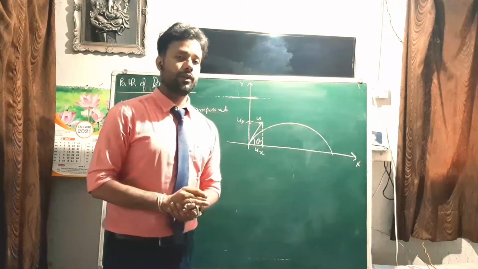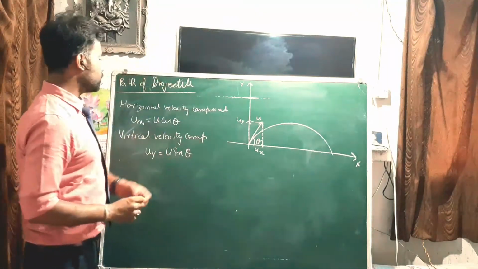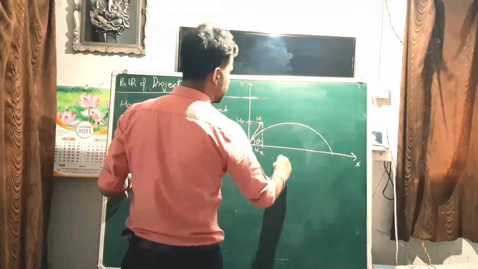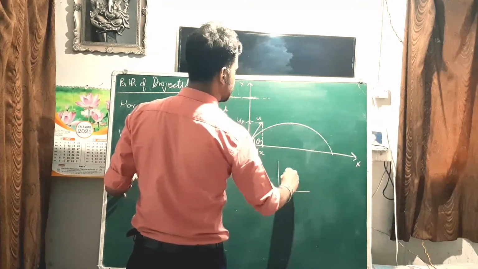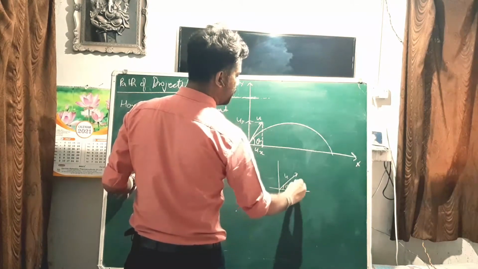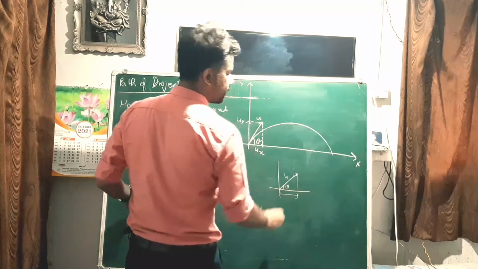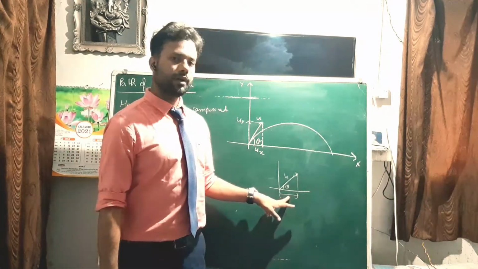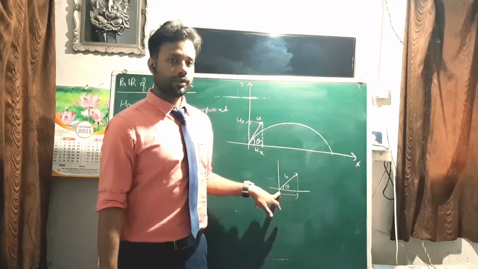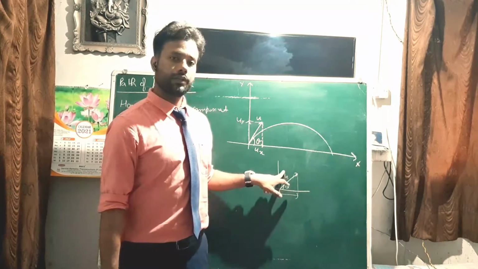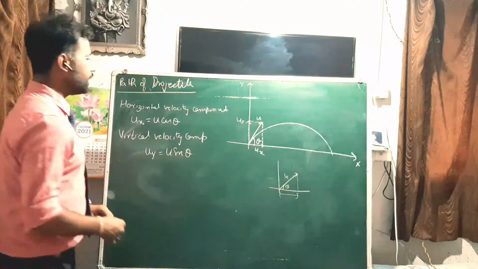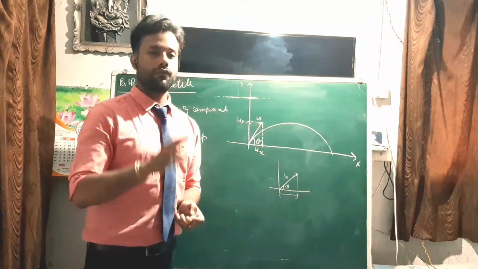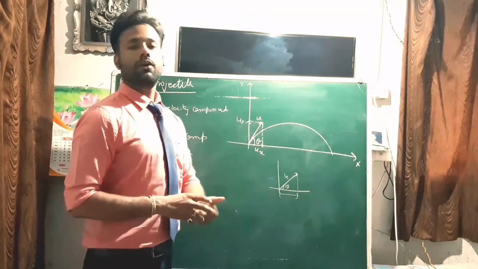If any student has a problem with how ux equals u cos theta and uy equals u sin theta come, let's quickly see how they come. Suppose this is u, then this is theta, and we have to find this distance. Check the relation in this triangle between this arm and this arm. This is the relation of cos theta. Cos theta is base upon hypotenuse, right? So from here we get ux equals u cos theta and uy equals u sin theta. These are the resolved components of velocity in the horizontal and vertical directions.